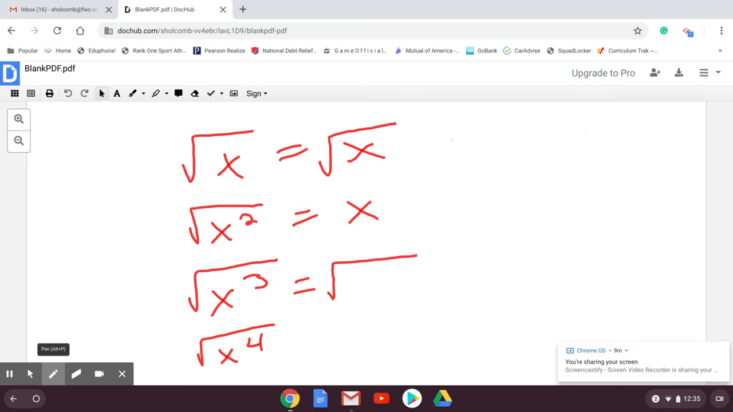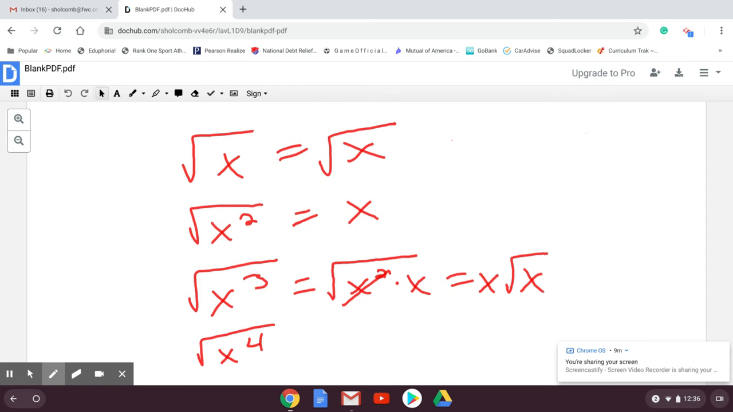X cubed is not a perfect square, but it is x squared times x. And we already know that the square root of x squared is x, so that's a perfect square that can be pulled out, and you get x radical x. Can't do anything with that extra x in there.